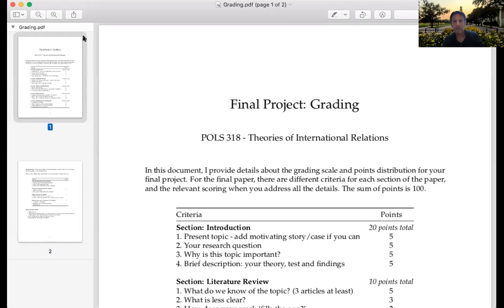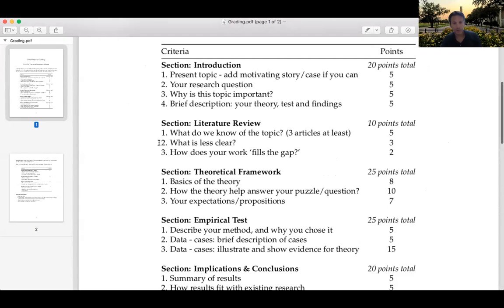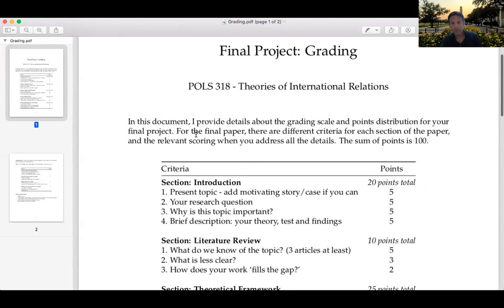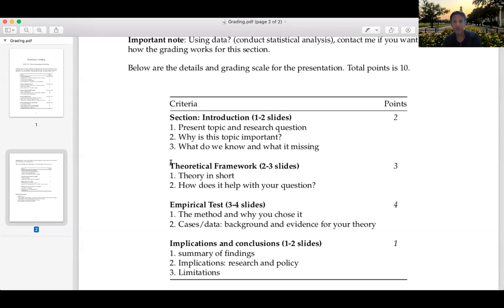In addition to the link to today's video, let me enlarge that for a second. I'll also send you a document, and this is what you see on the screen at the moment, which provides some details about the way that I'm going to grade and assess your final project. There are details, different criteria for the different sections of the final paper, a total of 100 points, of course. And then there are the details for the different sections for your presentation. In this case, it's going to be a total of 10 points.